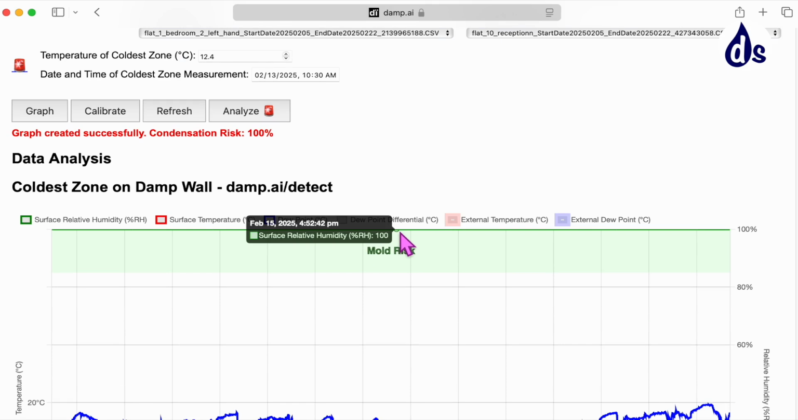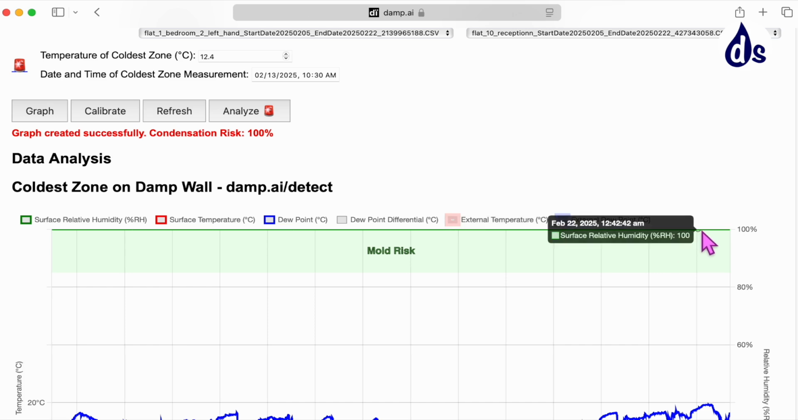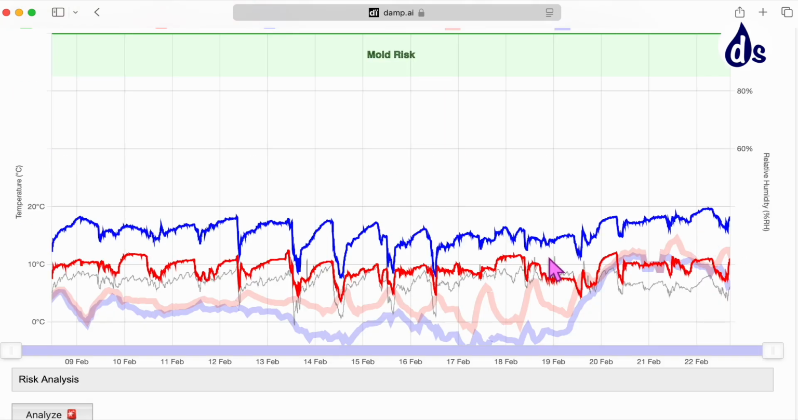that the green line here is the surface relative humidity, and it's showing 100% the whole time, and that is because there was condensation taking place the whole time, and that is because this blue line here, the dew point line, is way too high. In fact, you should drop the dew point by increasing ventilation, dehumidification, but it should be below the outside temperature at all times.